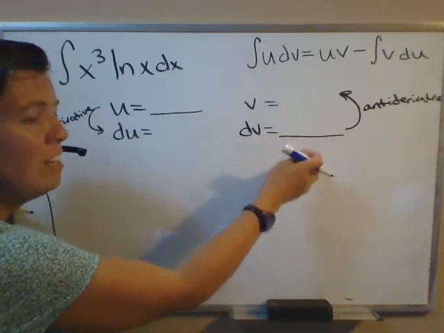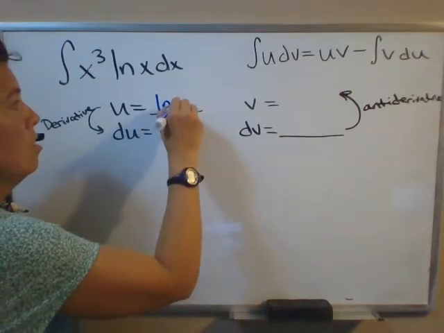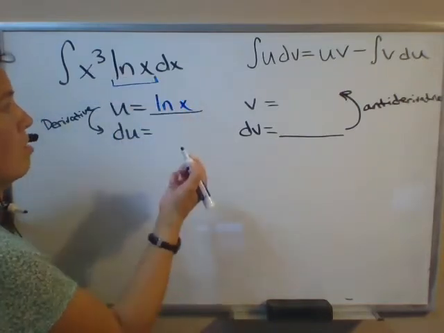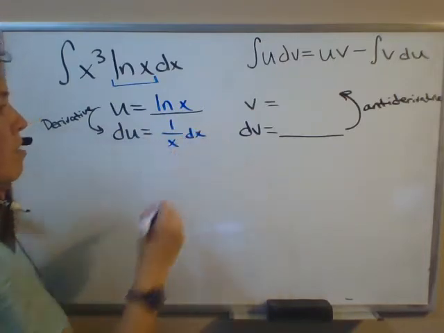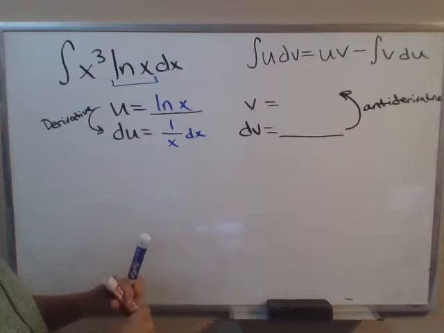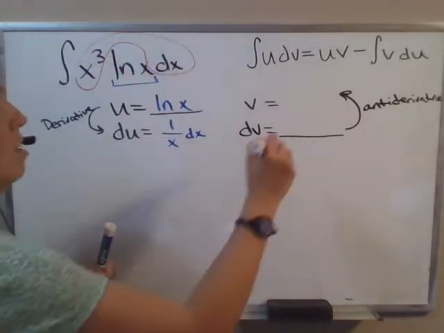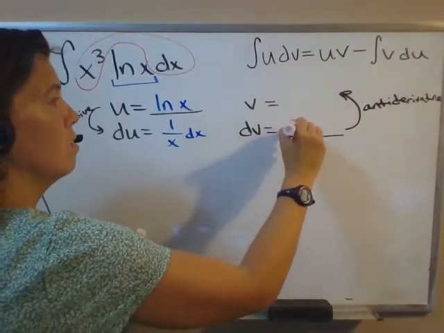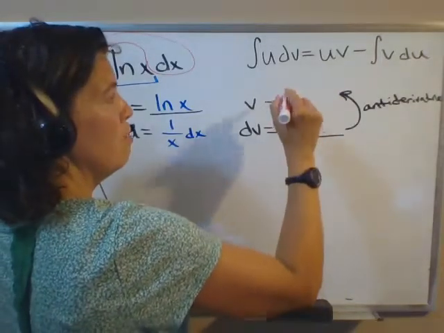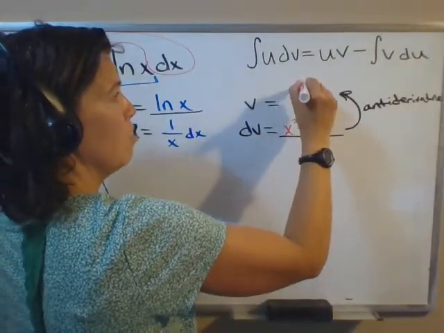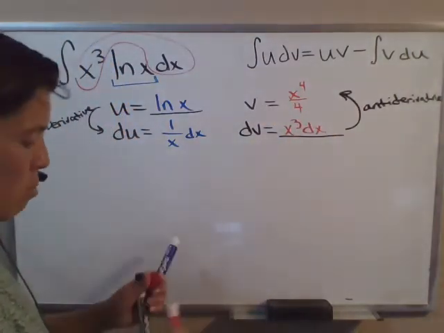So that's definitely not a good idea to make ln of x dv. I should make it u instead. So I'm going to let u equal natural log of x, because I know the derivative of natural log of x is 1 over x. That leaves the x cubed dx equal to dv, which, taking the antiderivative, means that v must be x to the 4th over 4, just power rule for antiderivatives. Now we just apply the formula.